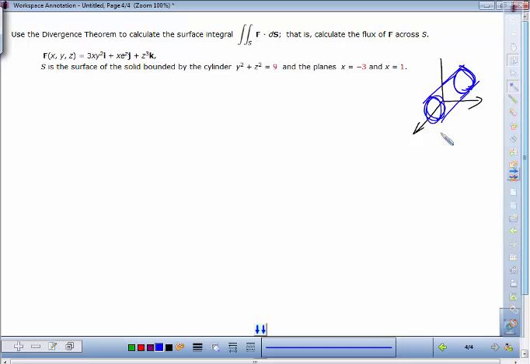So it looks like a cylindrical coordinate problem. I'll probably want to use cylindrical coordinates. They don't talk about the orientation here, so we'll just assume outward orientation. If they force you to do an inward orientation for any of these divergence theorem problems, you just calculate the triple integral and put a negative in front of it. That's all.